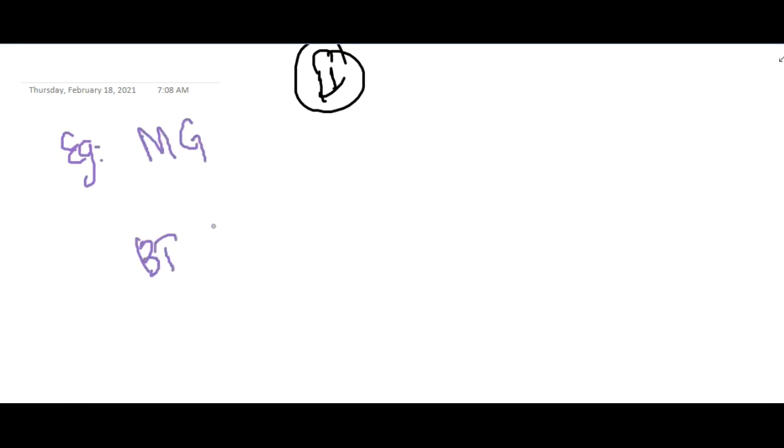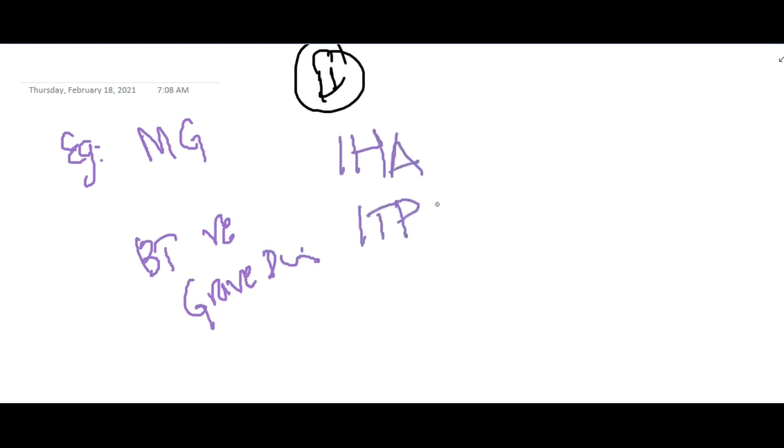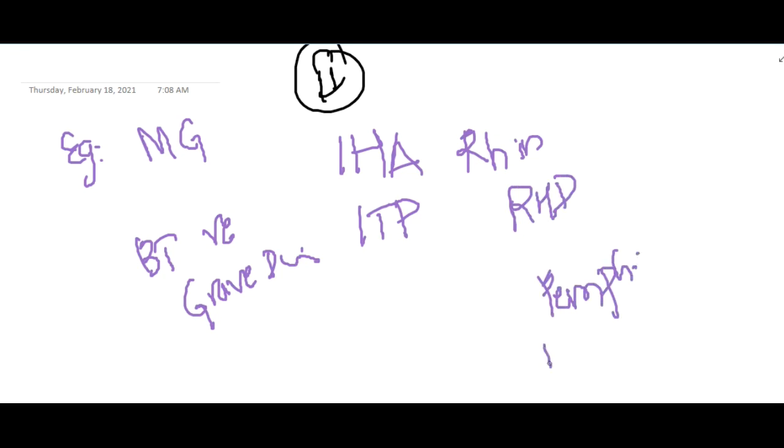Next we have type 2 hypersensitivity reaction. First we will see the examples. Examples are myasthenia gravis, blood transfusion reactions, Graves disease, immunohemolytic anemia, idiopathic thrombocytopenic purpura, Rh incompatibility, rheumatic heart disease, pemphigus and pernicious anemia.